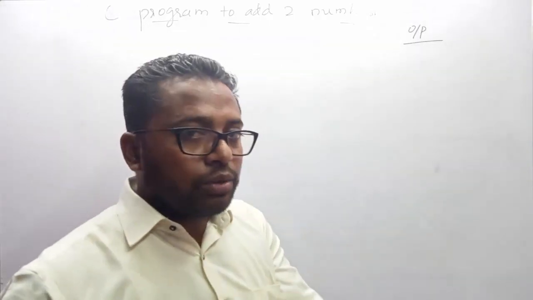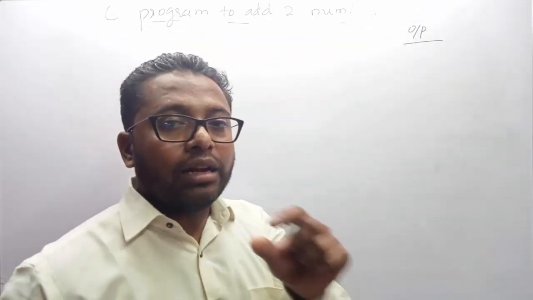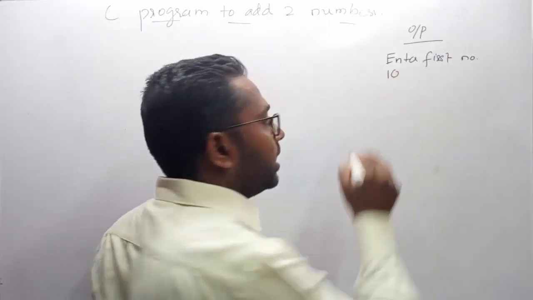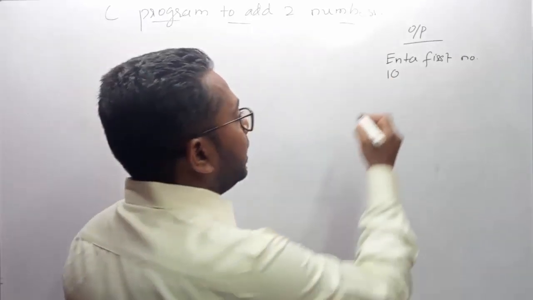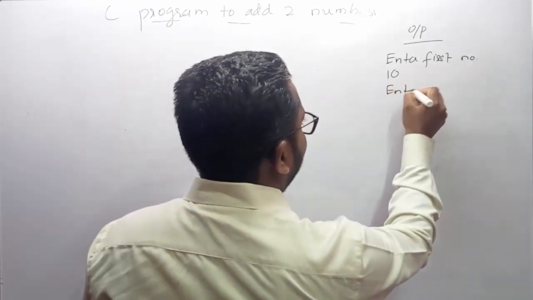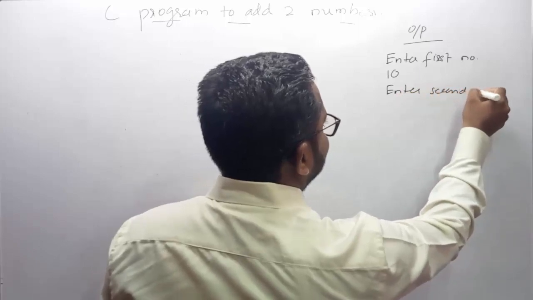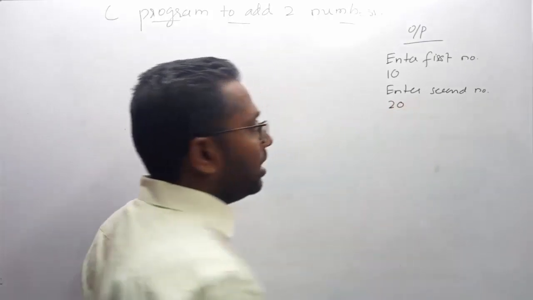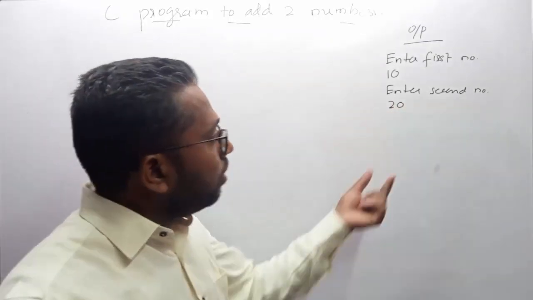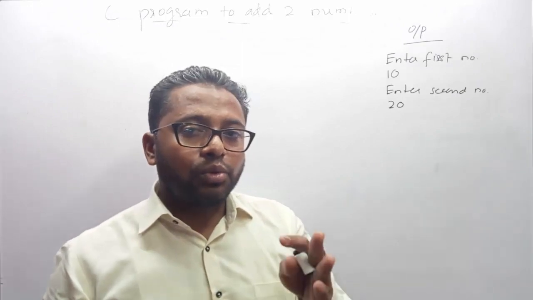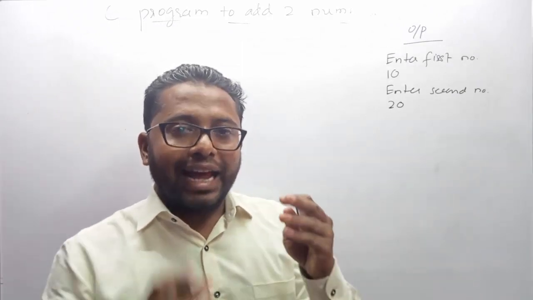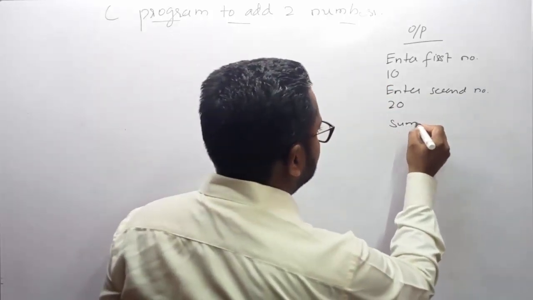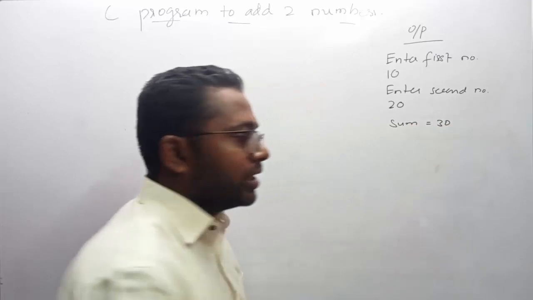Now I will first write the output of this program. When this program gets executed, it asks the user to enter the first number. Then the user will enter a value, let us say 10. Then again it asks the user to enter the second number. Then the user will enter the second value, which is 20. Now after entering the second value, the program will take those inputs, add them, and give us sum equals 30, which is the output.